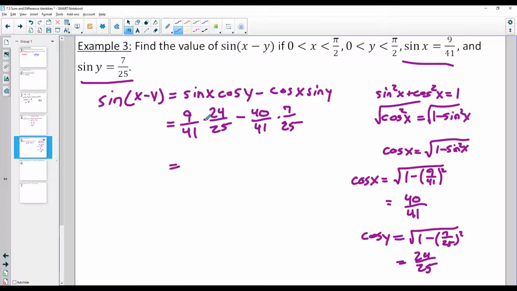And again, if you were to do those calculations, you would come out with negative 64 all over 1025. I'm not going to waste the time going through the calculation. You guys can do that. Or if you just put it into your calculator, negative 0.0624. Right. So again, really the hard part was finding what cosine of x and y are and just plugging it into this new formula we're using.